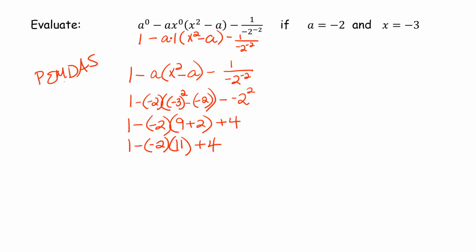I'm still on multiplication now. I haven't gotten to addition and subtraction yet. So 1 minus negative 2 times 11 is negative 22. And then plus 4. Now I can do my addition and subtraction. 1 minus negative 22 is 1 plus 22 plus 4, and that all adds up to 27.